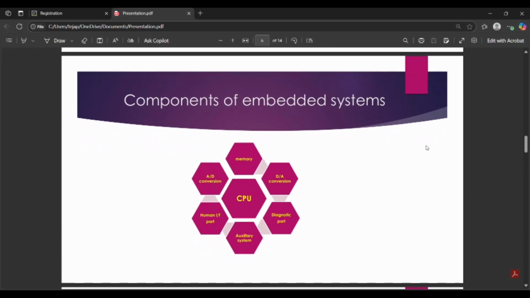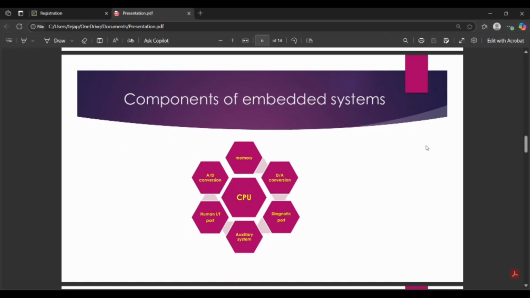The next slide is components of embedded systems. There are several components, and the middle one is the CPU, the central processing unit, which is the heart of all. There is an analog to digital converter and a digital to analog converter, and also auxiliary systems, diagnostic ports, and memory. Memory is nothing but it stores data.